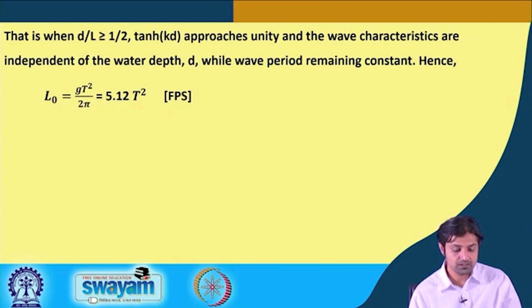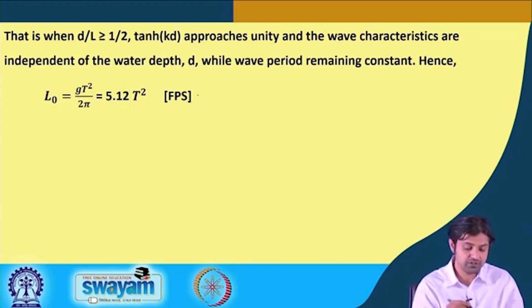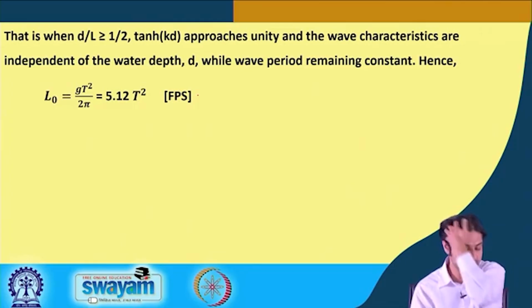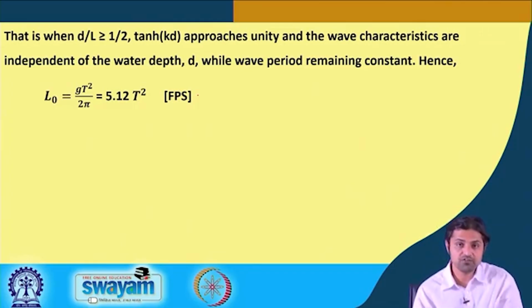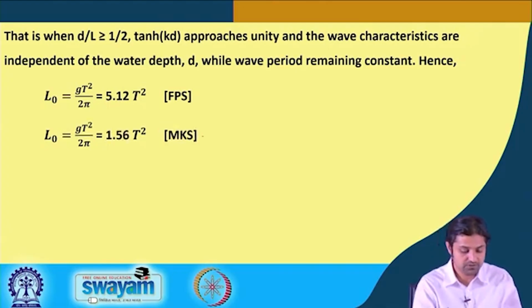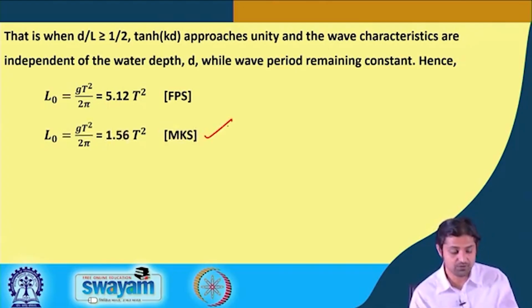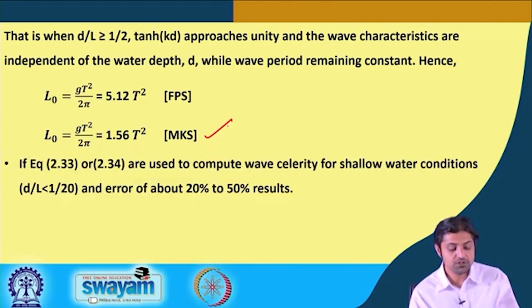So, L naught is in FPS, so this is a different unit, but in SI units, which is the one that we are going to use, it will be 1.56 times t square. This is the meter kilogram second unit, SI unit. So, if equations 2.33 and 2.34 are used to compute wave celerity for shallow water conditions, we are going to get errors of the order of 20 to 50%. All right, which is not good, because we need to get the correct value of the velocities in shallow water. Shallow water occurs near the coast, for example.